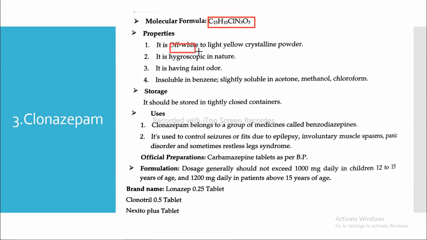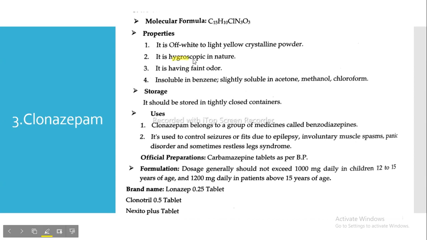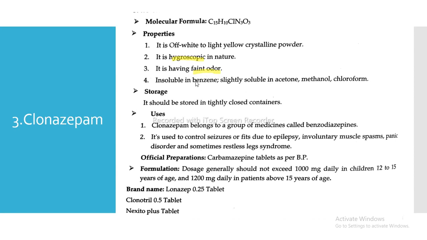So it is off-white to light yellow crystalline powder. It is hygroscopic in nature. It has a faint odor, a slight smell. It is insoluble in benzene, slightly soluble in acetone, methanol, and chloroform. So these are the properties of clonazepam.